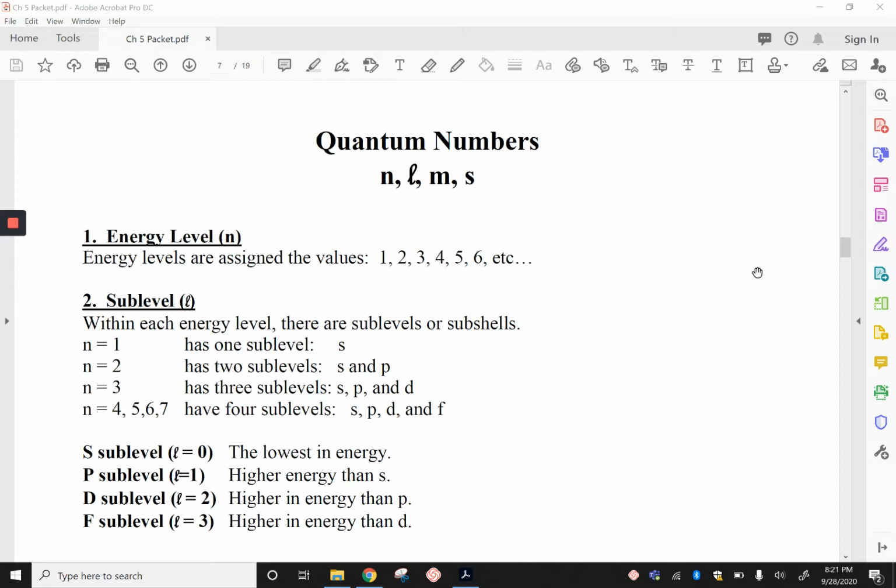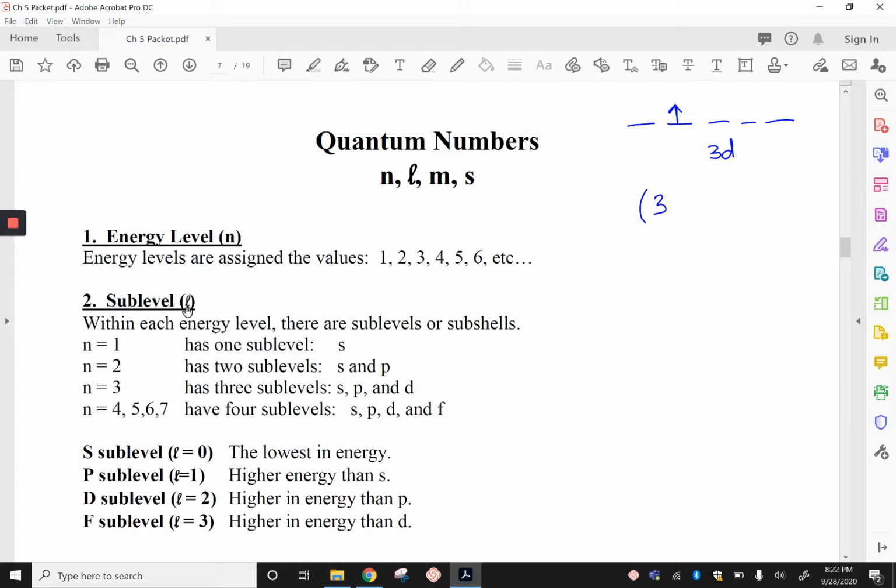So if I have, let's say, an electron, let's say that it is in the 3d and that it is right here. Okay, and I want the address for that electron, that one arrow. So the first of the quantum numbers would be the energy level, and so the first one would be a 3 for the third energy level.